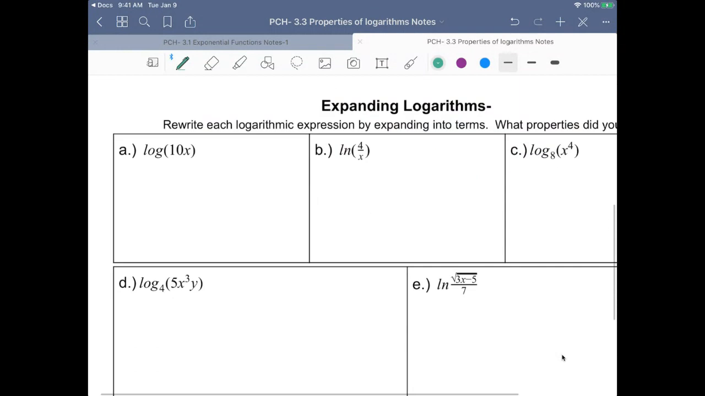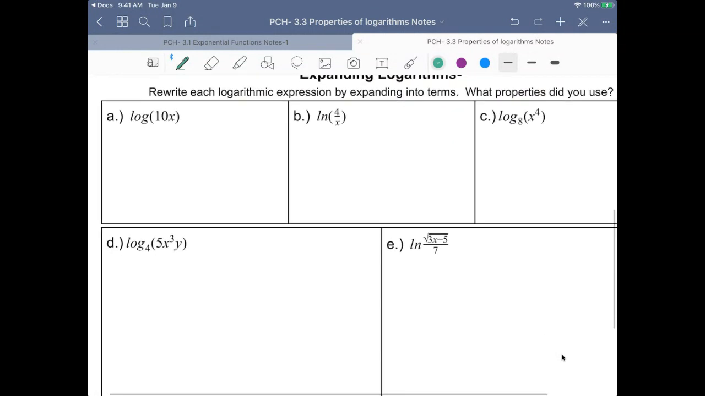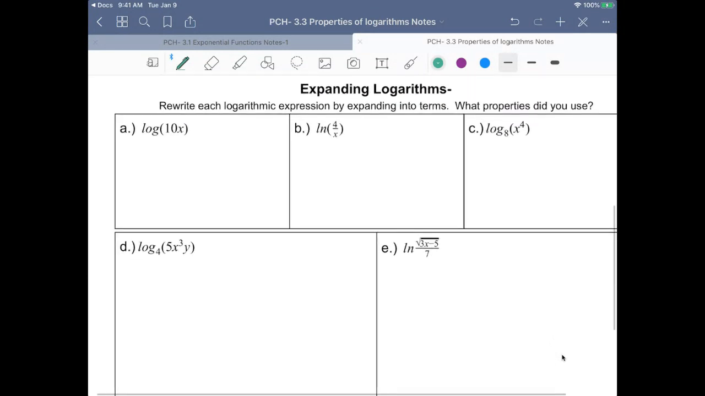Okay. All right, a few examples. Go ahead and pause the video and try them on your own first. All right, here we go. So we're going to use the product property.